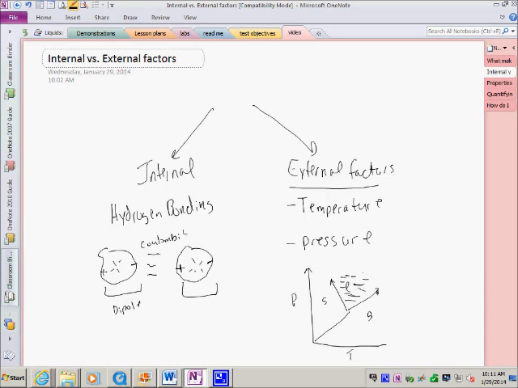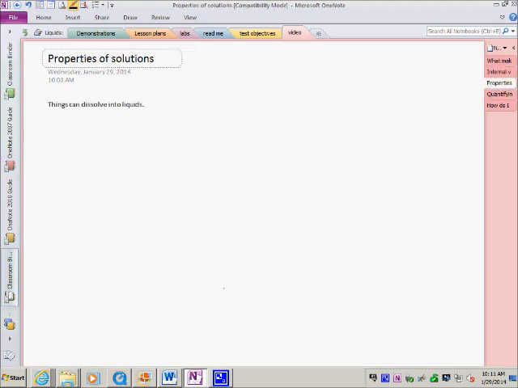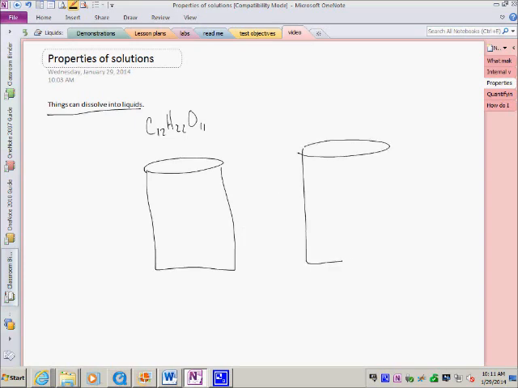Now, one thing we'll focus on here is properties. One unique property of a solution that we'll concentrate on here is the fact that things dissolve in liquids. So we have a picture, a beaker, and I take something, let's say, like sucrose, which is C12H22O11, versus another compound, let's go with everyday table salt, NaCl. I fill this up with water.